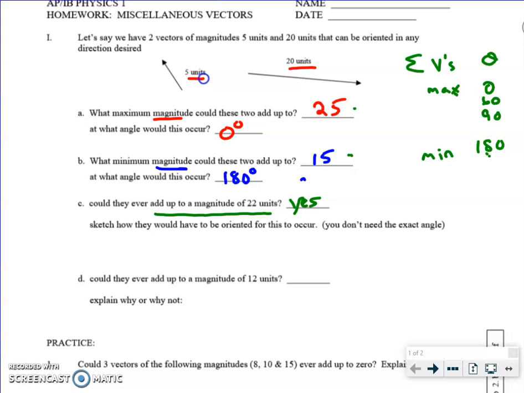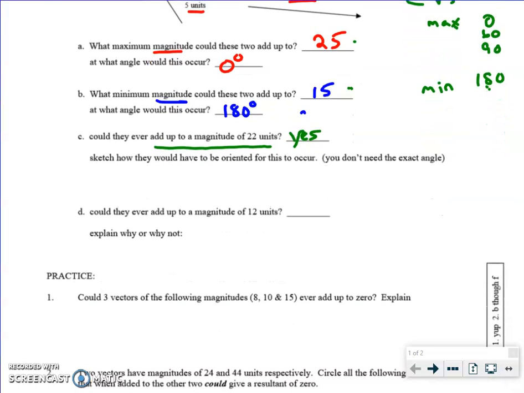So sketch how they have to be oriented to do that. You don't have to do exact triangles or trigonometry. Based on what I was just saying, 25 is when they're in the same direction exactly. 22 is kind of close to 25. So let's just draw one horizontal for ease's sake. Let's call it the 20. I'm going to add to that the 5. Well, I don't want to draw the 5 like that because that would give me 25. So I'm going to angle it up a little bit or down, maybe something like that. So that would be the 5. We can kind of see that it's still pretty long, and there's going to be some upward part to that. Then we can convince ourselves that could be close to 22.